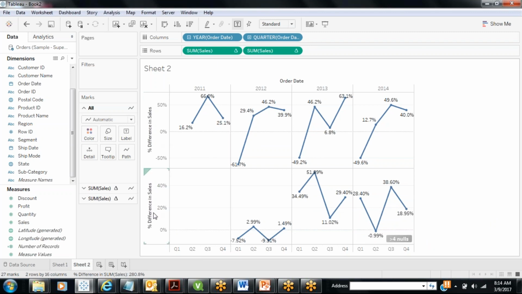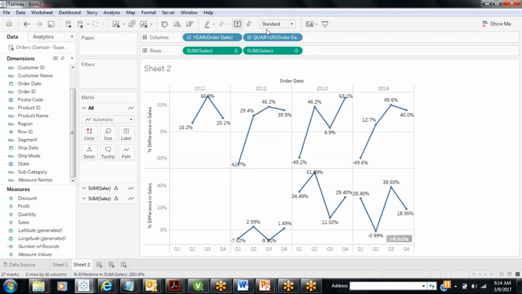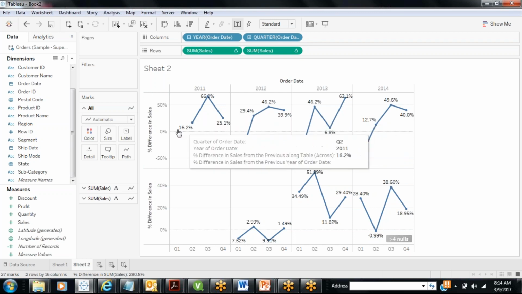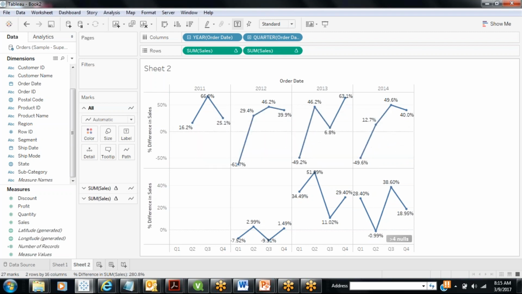So what is the problem happening here? The percent difference: this with this, and this with this, means when I add quarter, it takes a quarter now. For the first quarter there is no previous quarter, so it is 0. Now it compares with the previous quarter, and what is the difference? This compares with the previous quarter, what is the difference? And so it is continuous. This is a table across. That's why it is like this.